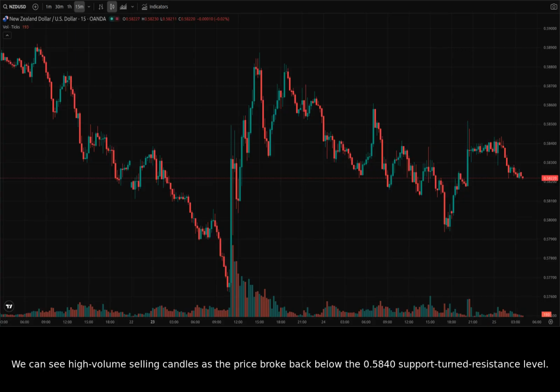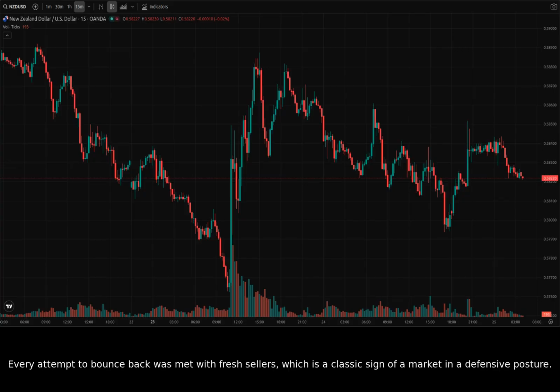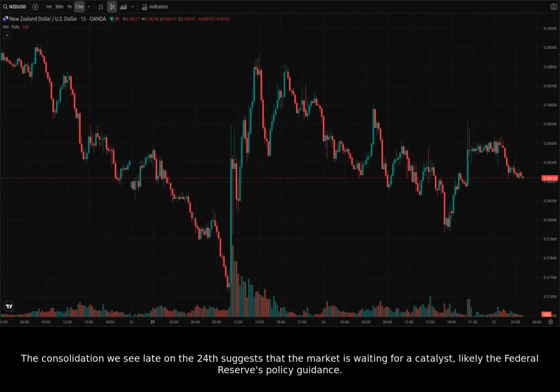We can see high-volume selling candles as the price broke back below the 0.5840 support-turned-resistance level. This time frame clearly displays the rejection slide from the 200-day SMA that was mentioned in the TMGM market news reports. Every attempt to bounce back was met with fresh sellers, which is a classic sign of a market in a defensive posture. The consolidation we see late on the 24th suggests that the market is waiting for a catalyst, likely the Federal Reserve's policy guidance.